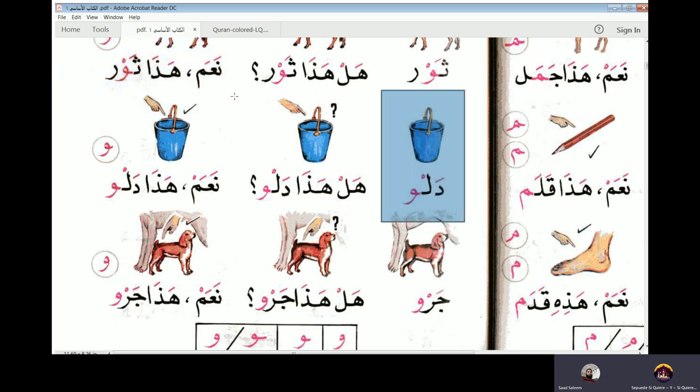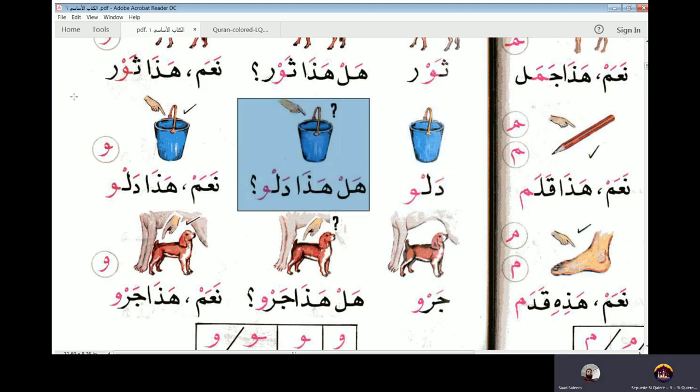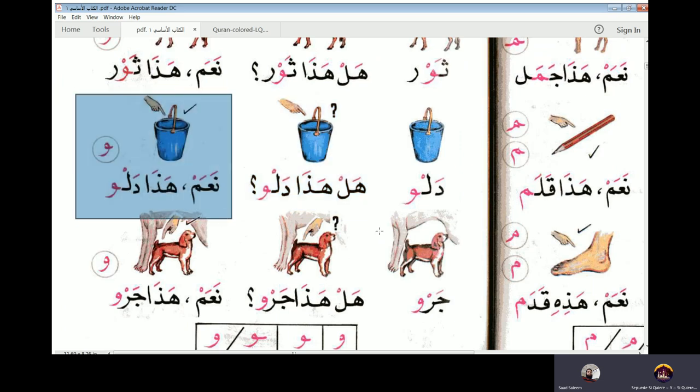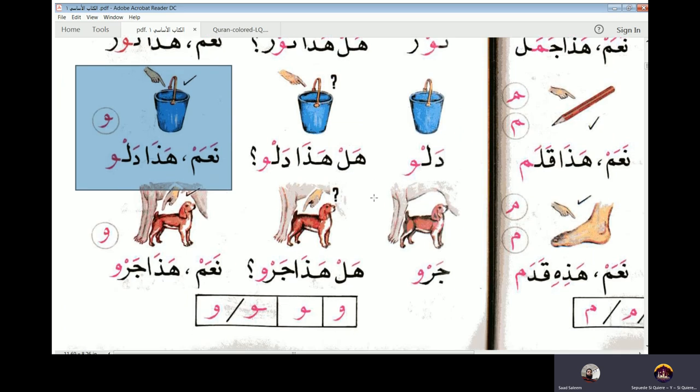Dalwun. A bucket. Hal hada dalwun? Is this a bucket? Naam. Hada dalwun. Yes, this is a bucket.